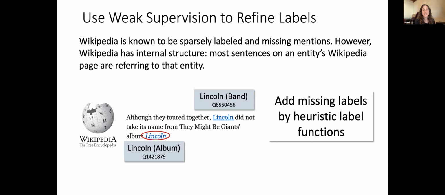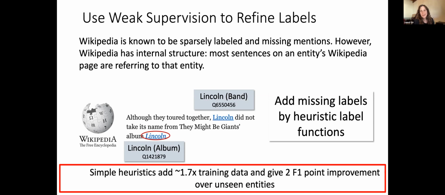Now, this simple heuristic, again, is weakly supervised. So we had to work on writing some heuristic labeling functions, but after that, it was all automatic. And now we increase our training data through this technique by about 1.7 times. And we also see a little bit of a lift on these unseen entities as well.